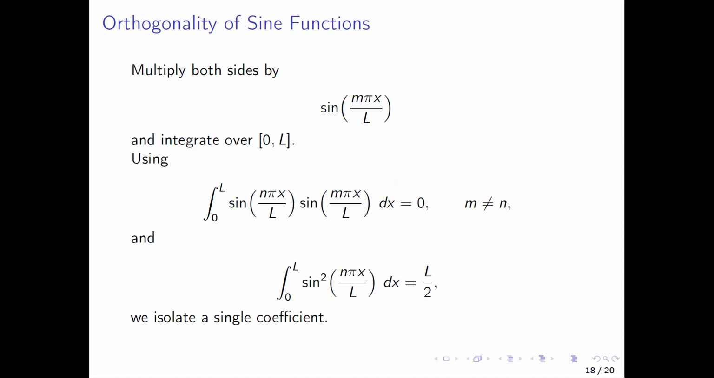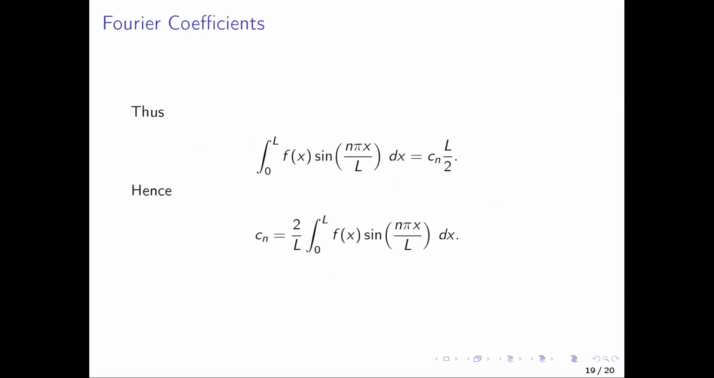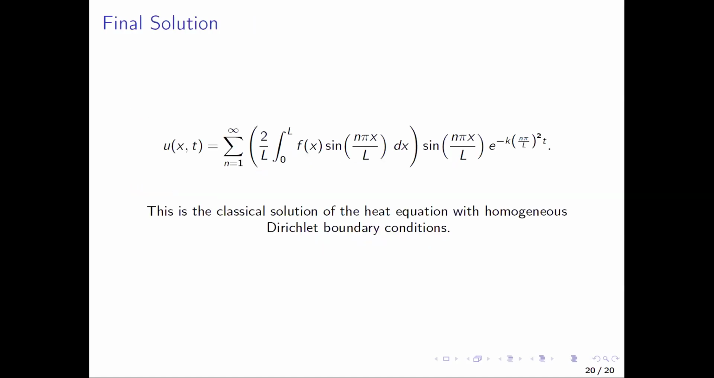So in the Fourier coefficients, we will get 2 over L, integral from 0 to L of f of x times sine of the same argument that we wrote in the solution of the x part. So the final solution can be written as this one. This is the Fourier solution type, with the C_n coefficients times the remaining parts. So this is the classical solution of the heat equation, but with homogeneous Dirichlet boundary condition.